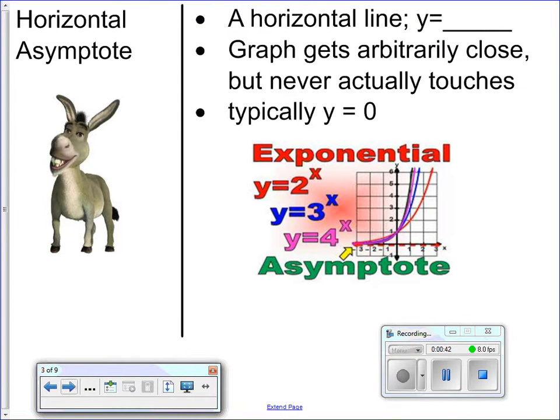A horizontal asymptote is a line y equals some number, where the graph gets really, really close to that number but never actually touches it. So it's typically y equals 0.